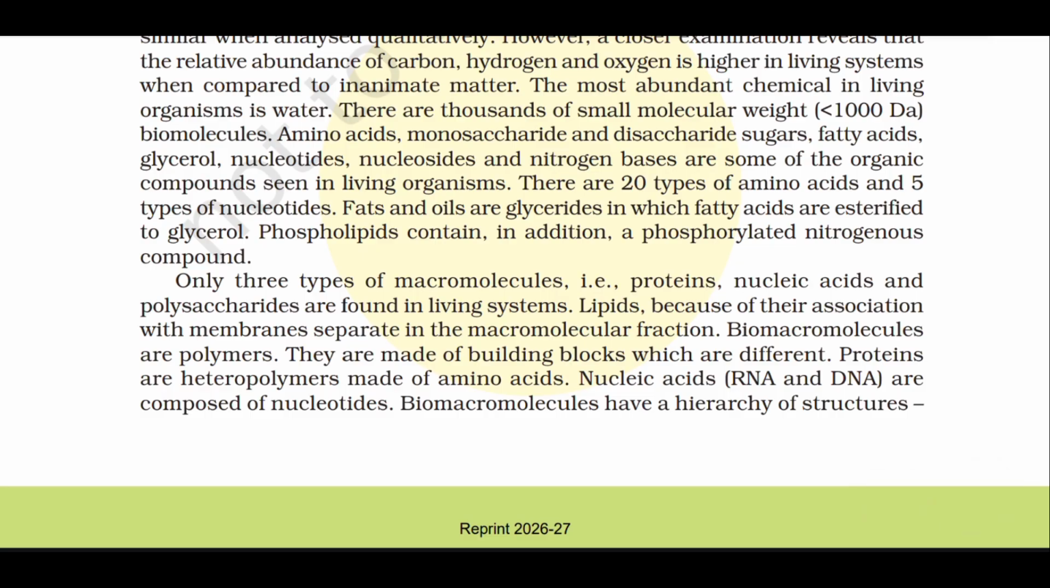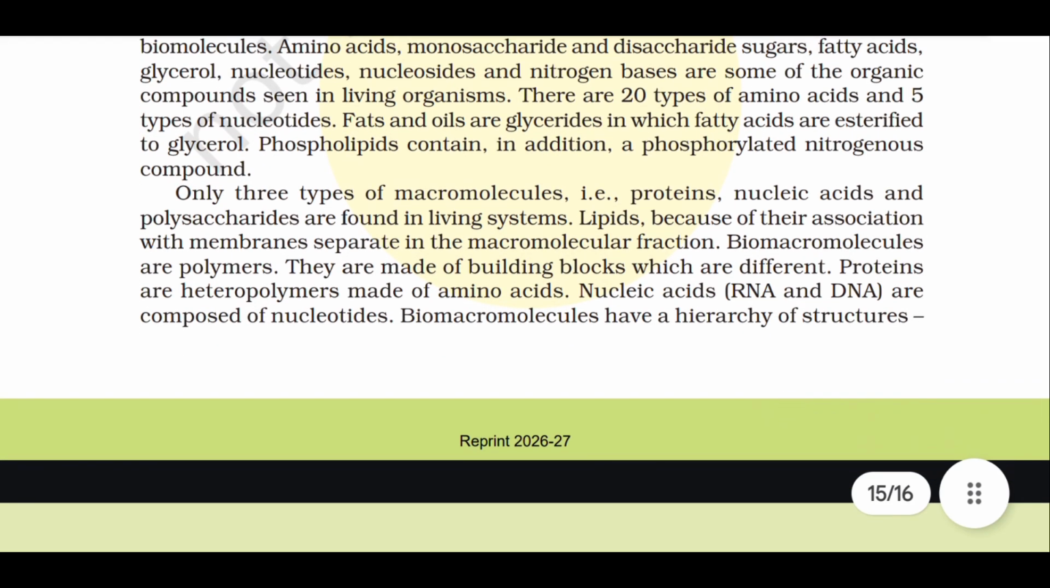Only 3 types of macromolecules, that is, proteins, nucleic acids, and polysaccharides, are found in living systems. Lipids, because of their association with membranes, separate in the macromolecular fraction. Biomacromolecules are polymers. They are made of building blocks which are different. Proteins are heteropolymers made of amino acids. Nucleic acids, RNA and DNA, are composed of nucleotides.